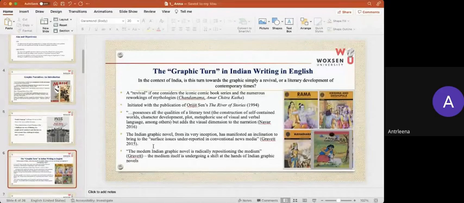So the Indian graphic novel, from its very inception, has manifested an inclination to bring to the surface issues underreported in conventional news media or conventional sociopolitics or conventional history. And this is where the significance of the Indian graphic novel lies. What you don't get to read in the newspapers, what you don't get to read in the history books, is what you get to read in graphic novels. So again, the modern Indian graphic novel is radically repositioning the medium. The medium itself is undergoing a shift at the hands of Indian graphic novels.